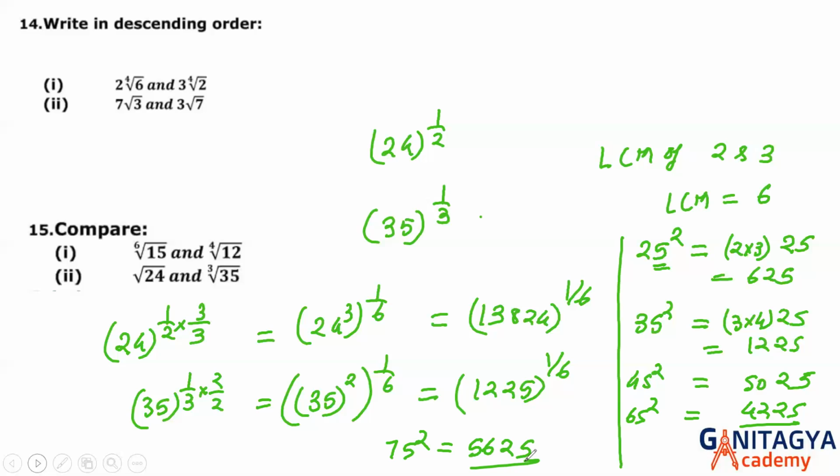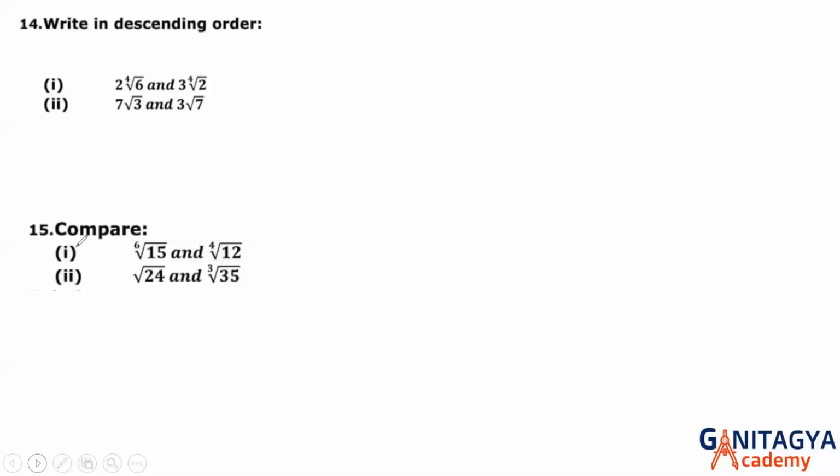So this is the method to find the square of a number which is ending with 5. 125 square also you can get: 12 into 13 and then 25. So this is done. Please let me know. Then we will move to the next question.